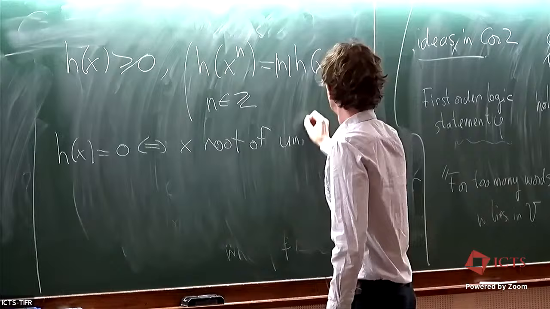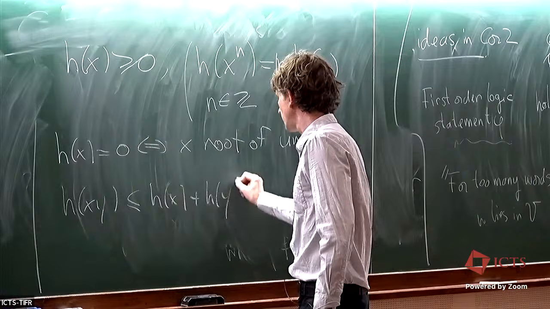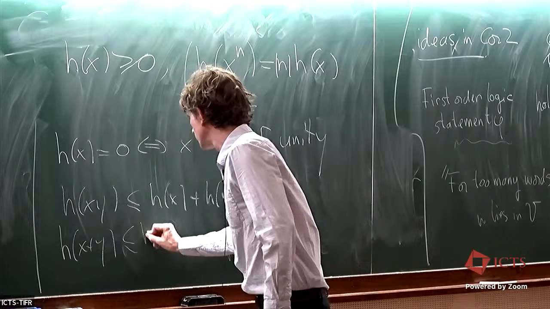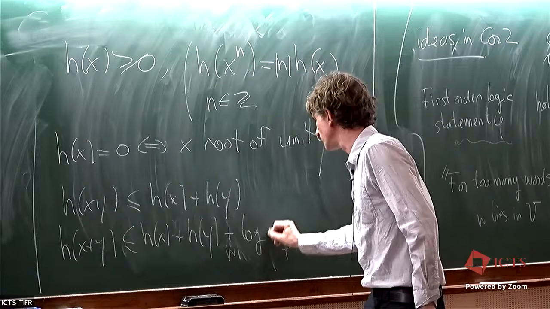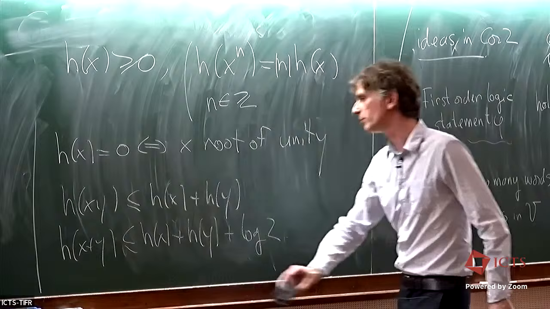Furthermore, you can control the height of the product, so it's subadditive like this. And you can also control the height of the sum. So there is this height calculus, in some sense, which allows you to give an upper bound on the height of any algebraic expression in terms of the height of the numbers that appear in the expression. So it's very handy.